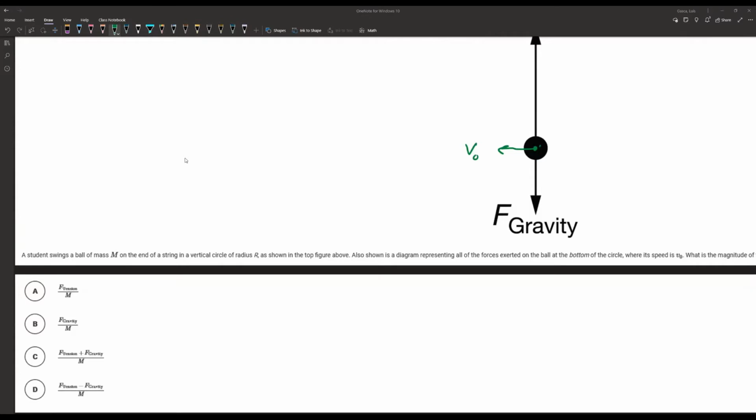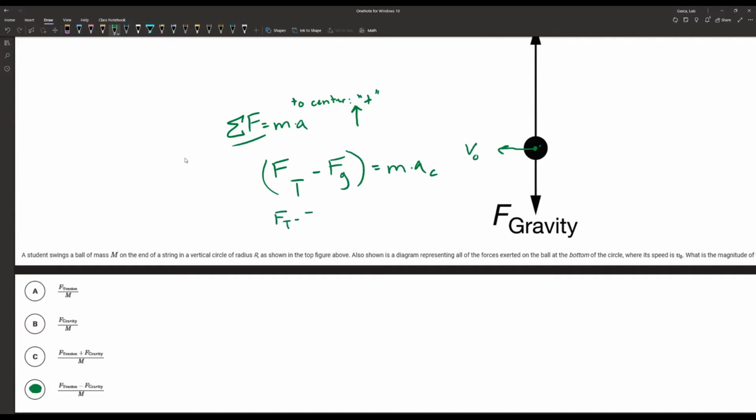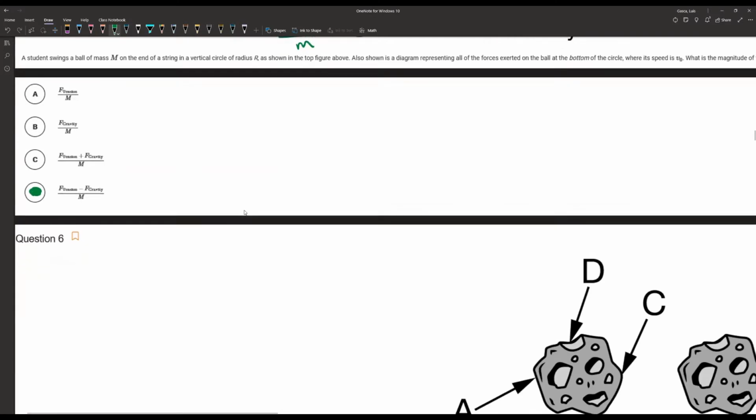If we look at this, traditionally we say towards the center is the positive direction of motion. And so here we're going to have the center be positive. And so that's going to be the tension, which is Ft minus Fg for Newton's second law. And we set that equal to ma. And because we move around in a circle, this is the centripetal force right here, equals m times a. And they want the acceleration, so we just divide by the mass. Very good. Let's go on to the next one.